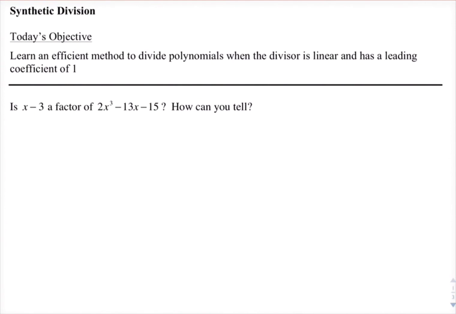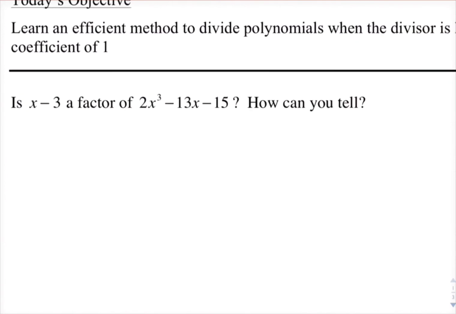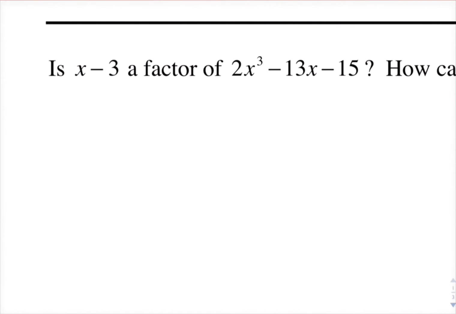So I'm curious for you to tell me if x minus 3 is a factor of 2x cubed minus 13x minus 15 and how you know that it is or isn't. So pause the video, give it a shot, and then resume and we'll see the results. In order for x minus 3 to be a factor, it must divide evenly into 2x cubed minus 13x minus 15, which means no remainder. So let's do the long division and see how that turns out.